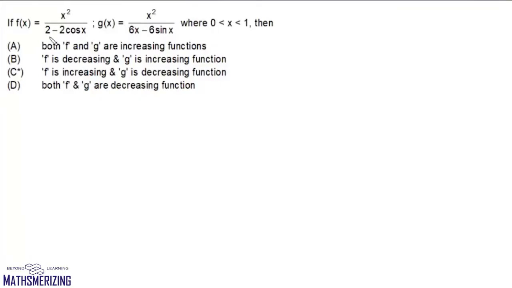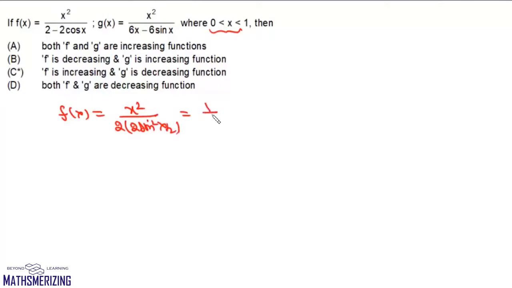Now here the question is, we are given two functions f(x) equals x squared upon 2 minus 2 cos x, and g(x) equals x squared upon 6x minus 6 sin x, where x lies between 0 and 1. We need to discuss whether f and g are increasing or decreasing functions. Now, if we take this function f(x), we can write f(x) as x squared upon, this is 2, and 1 minus cos x is 2 sine squared x by 2.